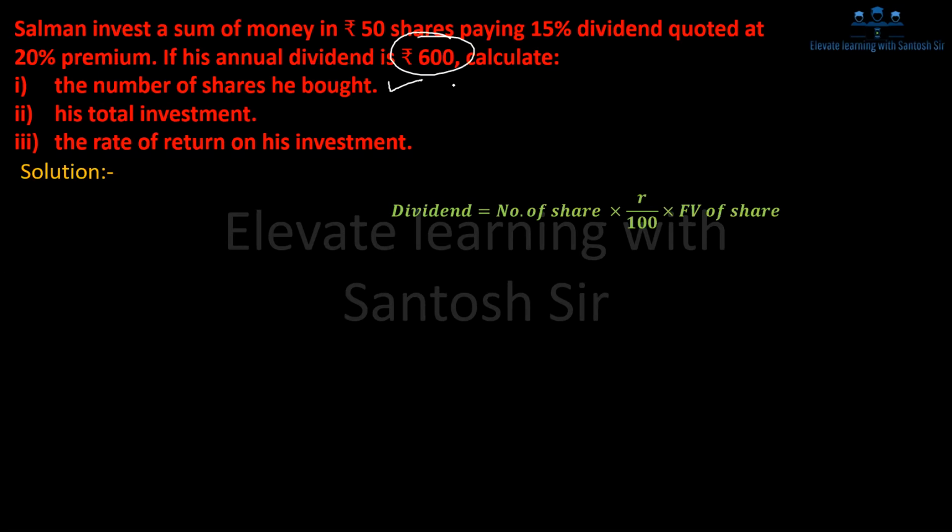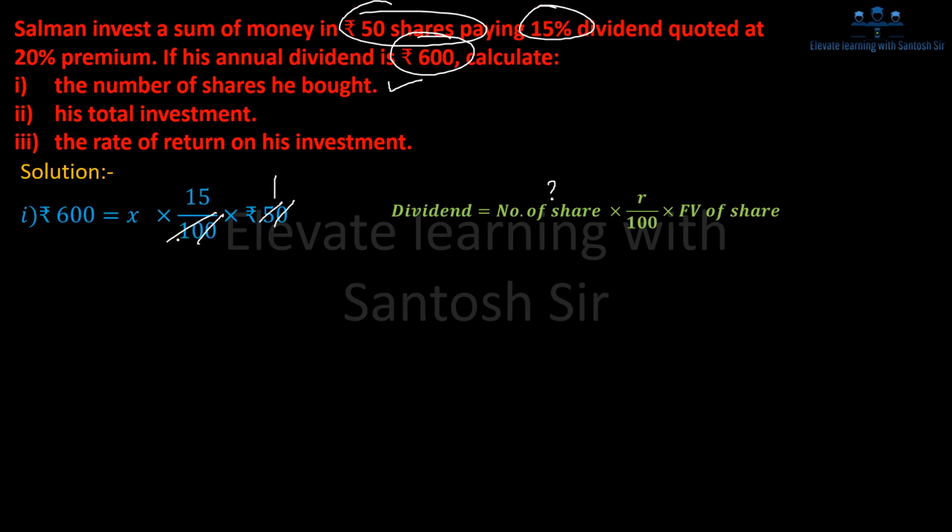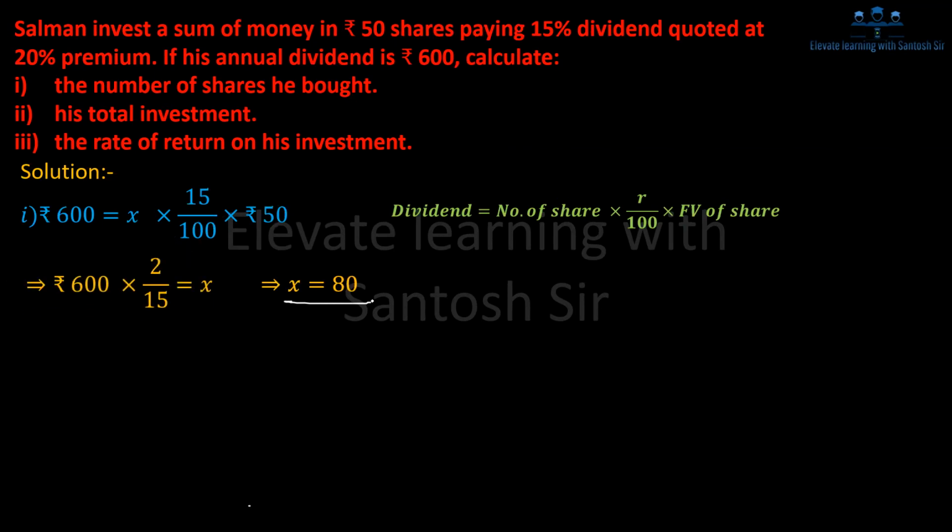We have the annual dividend, we have the rate of dividend, and we have the face value of the shares. This can help us to find the number of shares. Let us find it out. We can cancel out the zeros. 5 times 1, 5 times 2. So 15 times 1, 15 times 4. 4 to the 8. So I think here we can see that he buys 80 shares. So first part is done.